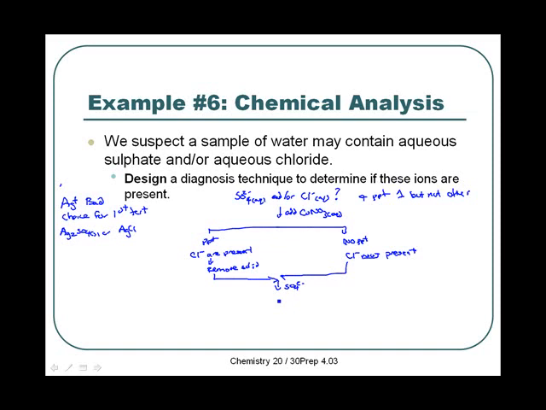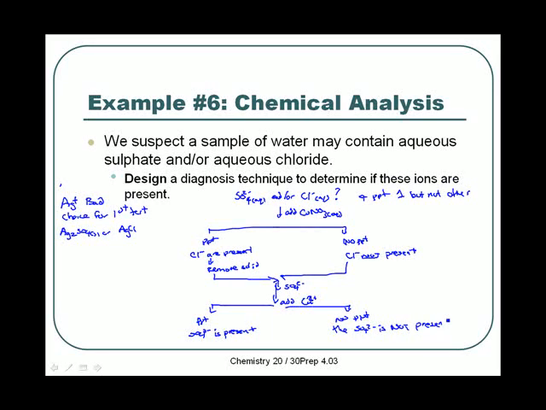I'm going to add calcium ions, because even if there were chloride ions left behind, the chloride ions don't form a precipitate with the calcium, so it's probably our safest choice. If there's a precipitate, then we know that SO4 2 negative is present. If there's no precipitate, then SO4 2 negative is not present.